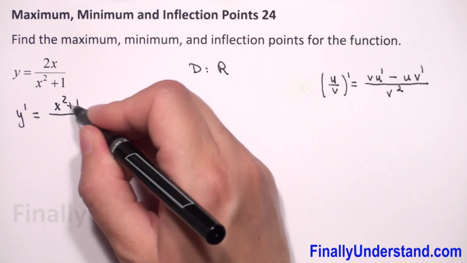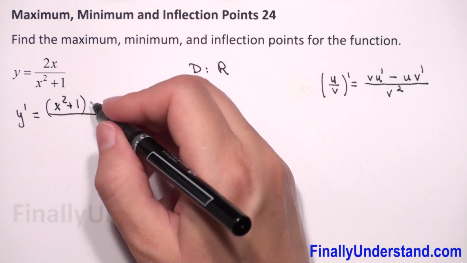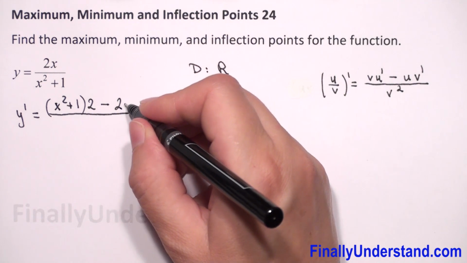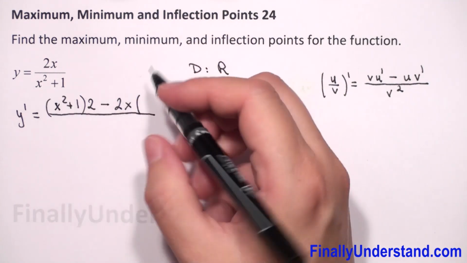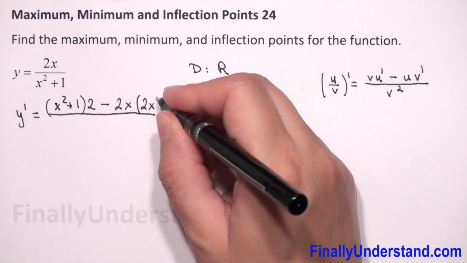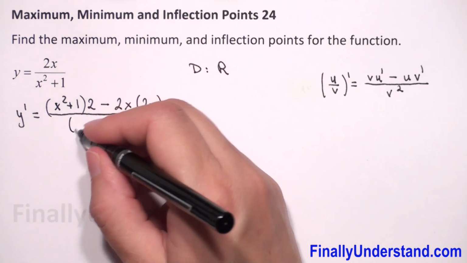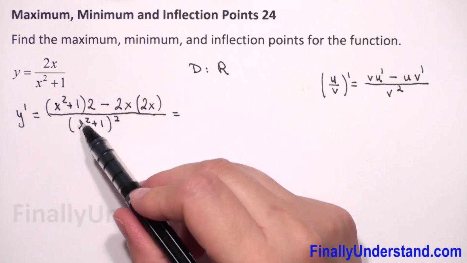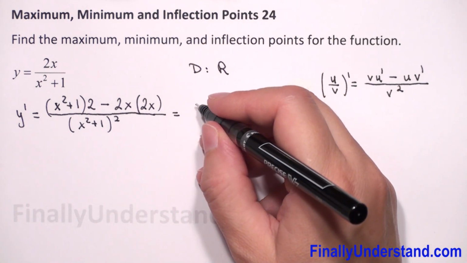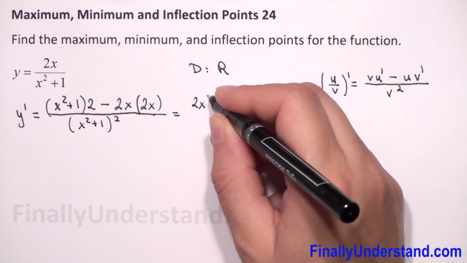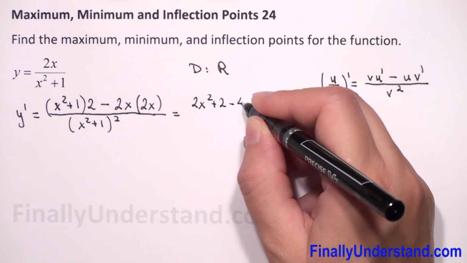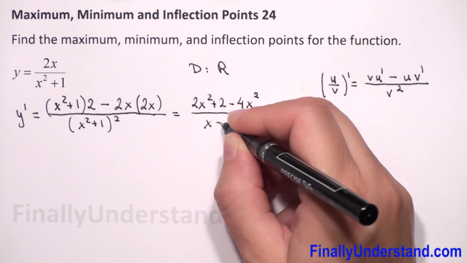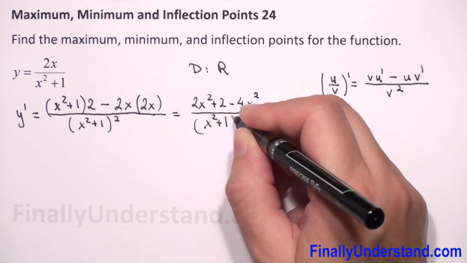x squared plus 1 times the derivative of 2x, which is 2, minus 2x times the derivative of the denominator, which is 2x, over x squared plus 1 to the second power. This is equal. We can do the multiplication. So we have 2x squared plus 2 minus 4x squared over x squared plus 1 to the second power.